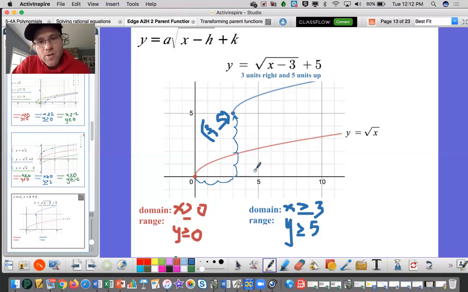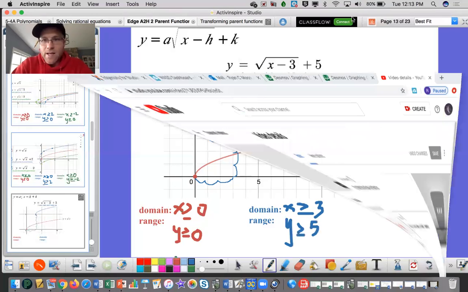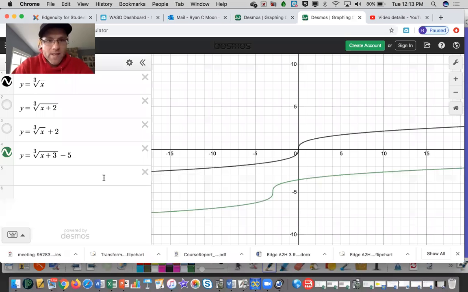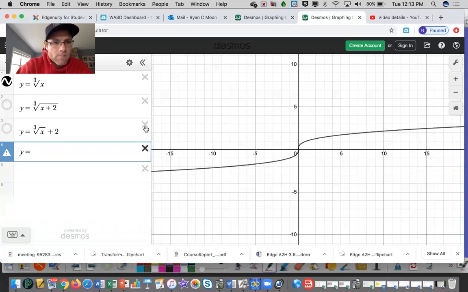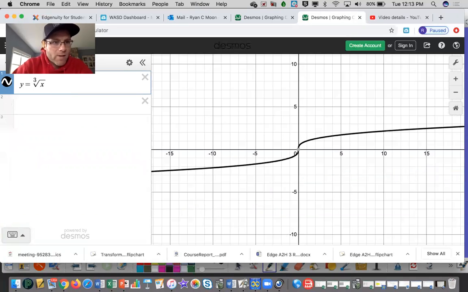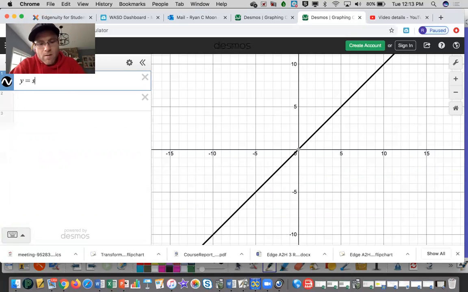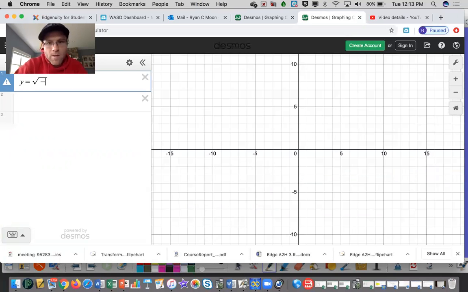So the only thing that could really happen would be if a graph is flipped or reflected, right? So let's say we have a graph that looks like this.